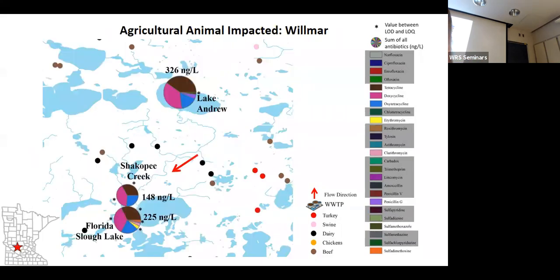But the last one I'm going to talk about is, we're going back to Wilmer, a different location in Wilmer. And again, we have a pretty similar signature between all three of these. There's a lot of beef and dairy around, but also some turkeys and some swine. Again, I find it similar to what we found, other than the previous one I just showed you.